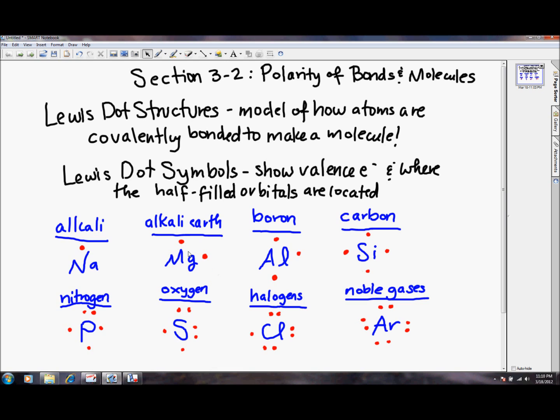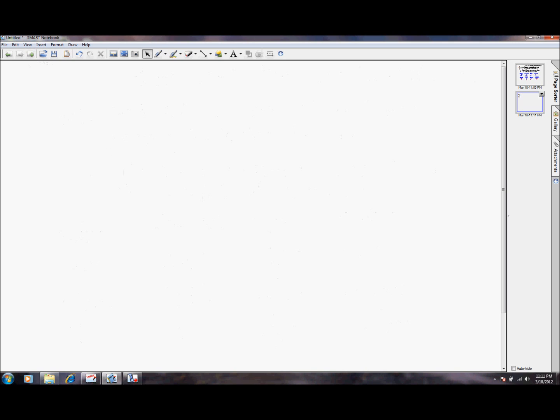Now what's going to be really important is these single dots. And everyone, with the exception of the noble gases, has at least one single dot. These single dots are the half-filled orbitals. So these represent where that particular element is going to want to bond covalently with a different element. Okay, so let's talk about actually drawing the Lewis dot structure. Okay, so there's a few basic steps. Okay, one thing, you have to find there's a central atom.